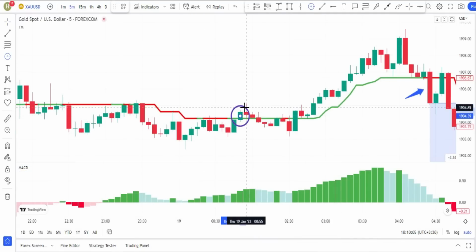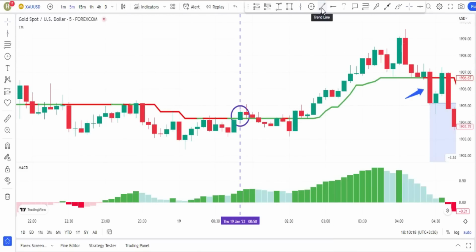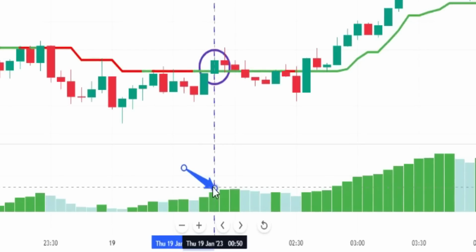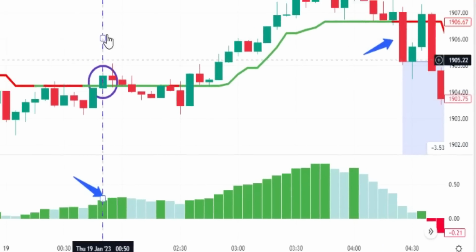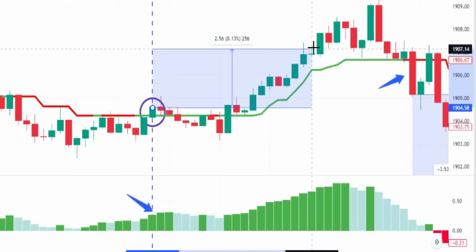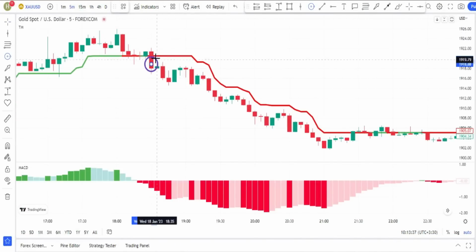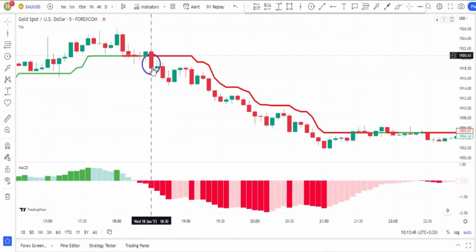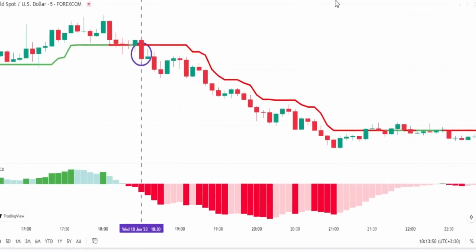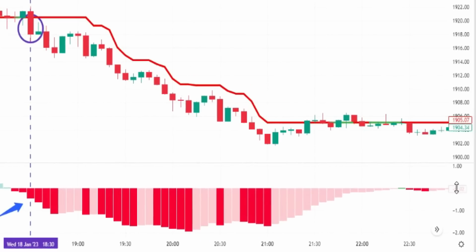Now for a long trade, after issuing a long signal by the Trend Magic indicator, we should check if the MACD histogram is green and above the zero level. Furthermore, for the short signal, after a short signal from the Trend Magic indicator, we should check the MACD indicator if the MACD histogram is red and below the zero level.